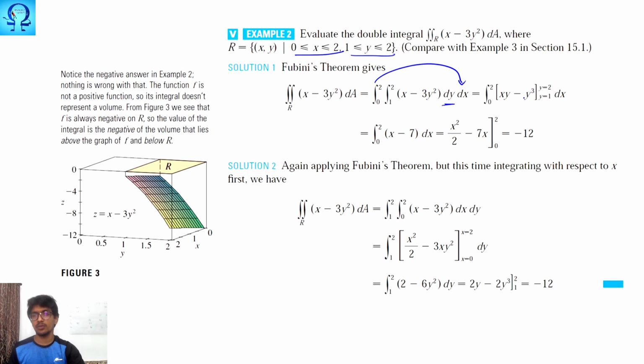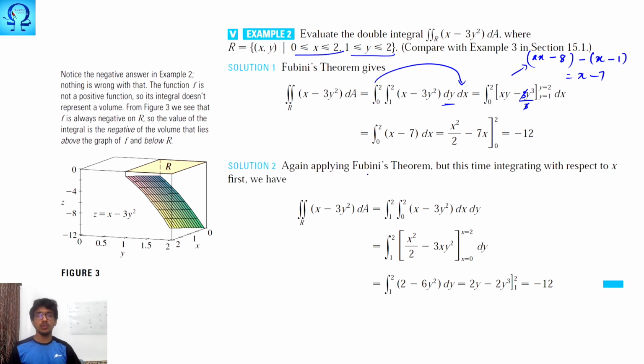Now integrate this with respect to y, keeping x fixed. So we have xy minus 3y cube upon 3. The 3 and 3 get cancelled, and then we substitute the limits. When you substitute 2, you get 2x minus 8, then minus, when you substitute 1, you get x minus 1. So this is simply 2x minus x, which is x, minus 8 plus 1, which is minus 7. So we have integral 0 to 2 of x minus 7 dx, and upon integrating this we get minus 12.